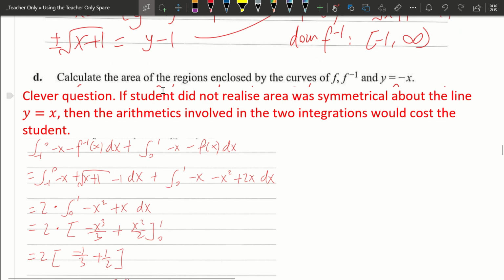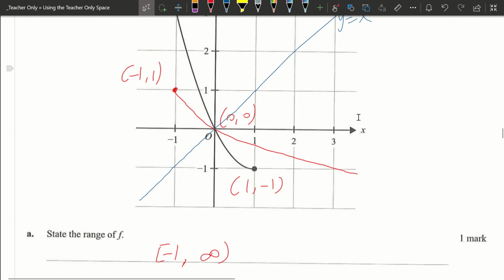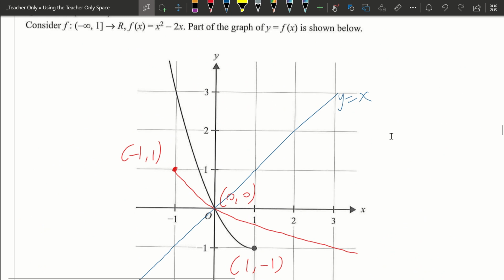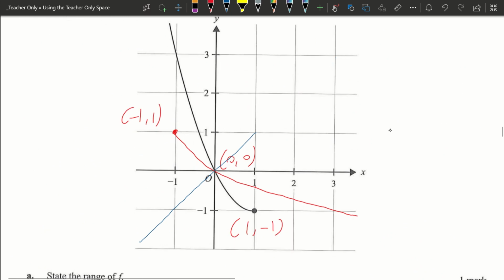And then it says calculate the area of the region enclosed by f, inverse of f, and y equals negative x. Negative. It's easy to miss the negative. So visualize, of course, always visualize. I'm going to erase this now. Y equals negative x. It has to go like this. Y equals negative x.